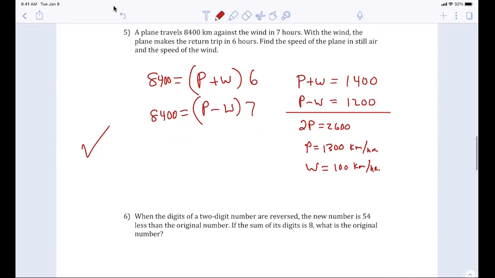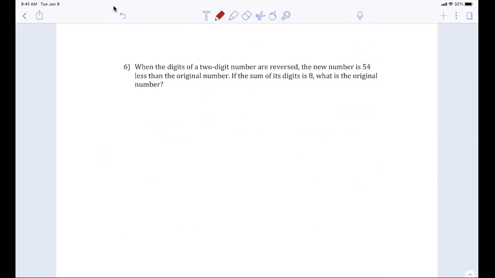All right, let's knock out number 6. When the digits of a 2-digit number are reversed, so when you reverse it, it becomes what? 10U plus T, plus 50. The new number is 54 less than the original, 10T plus U. Is everybody okay with that? And then the sum of the digits is 8. So T plus U equals 8. I did 10T plus U equals 10U plus T plus 50.